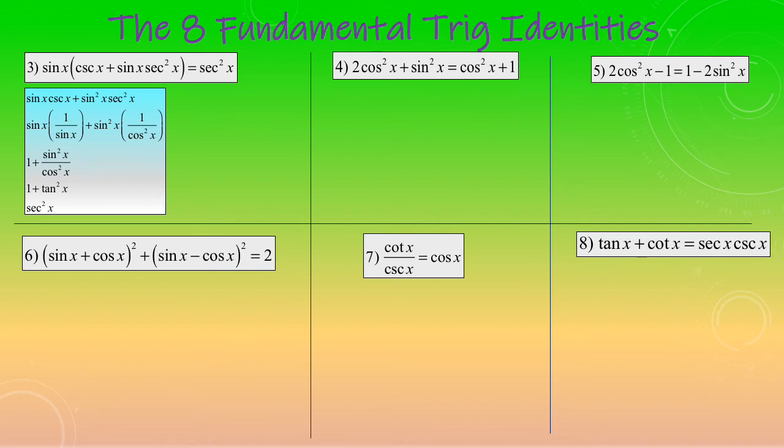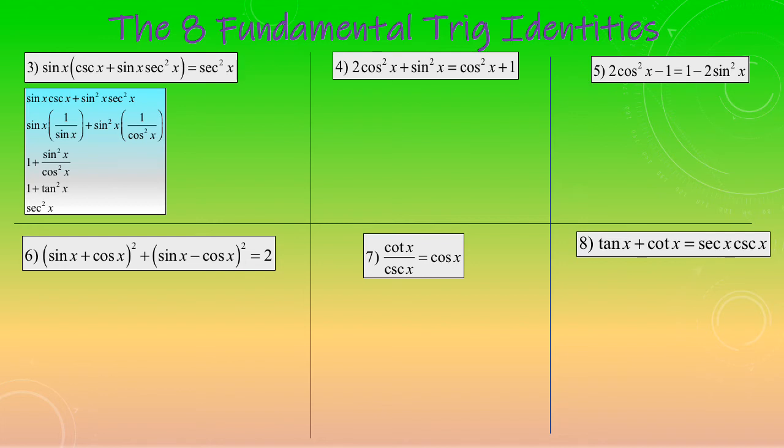So we have sine of x times 1 over sine of x plus sine squared of x times 1 over cosine squared of x. In the first fraction, we get cancellation and we are left with 1 plus sine squared of x over cosine squared of x. At this point, you have to realize that sine squared over cosine squared is tangent squared, and we're left with 1 plus tangent squared of x.